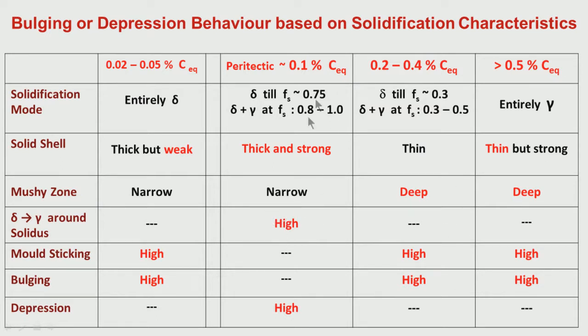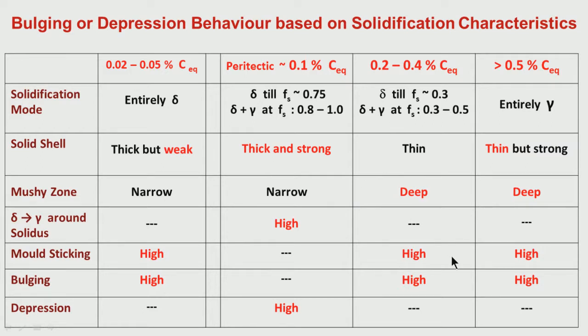Here, around 0.1% carbon, it was maximum around the solidus temperature. For low carbon, it is lower than the solidus temperature. At 0.1% carbon, it is near the solidus temperature. At 0.2 to 0.4, it is much above the solidus temperature, around 30% to 50% solid. So here also delta to gamma is taking place higher than the solidus completion temperature.